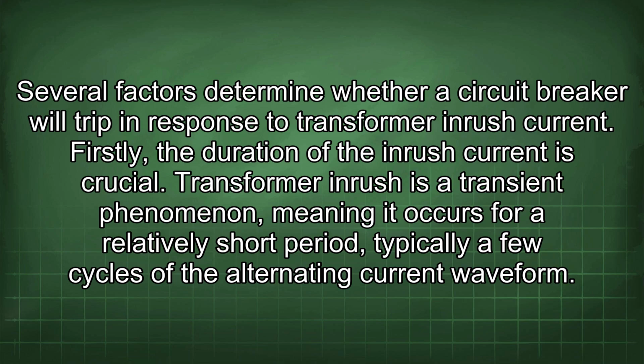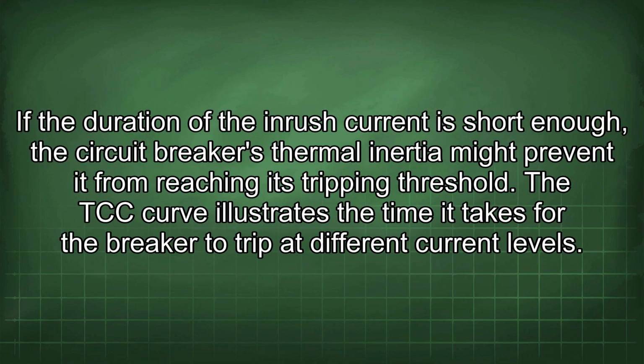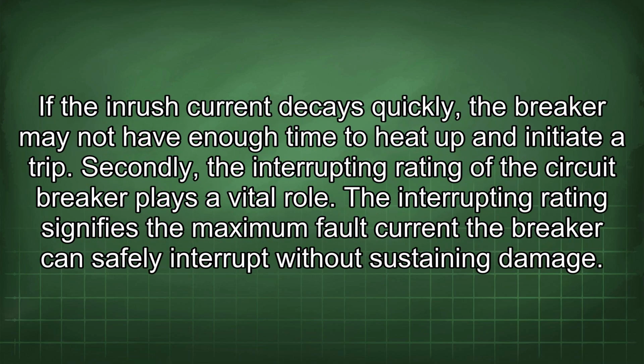Firstly, the duration of the inrush current is crucial. Transformer inrush is a transient phenomenon, meaning it occurs for a relatively short period, typically a few cycles of the alternating current waveform. If the duration of the inrush current is short enough, the circuit breaker's thermal inertia might prevent it from reaching its tripping threshold. The TCC curve illustrates the time it takes for the breaker to trip at different current levels. If the inrush current decays quickly, the breaker may not have enough time to heat up and initiate a trip.